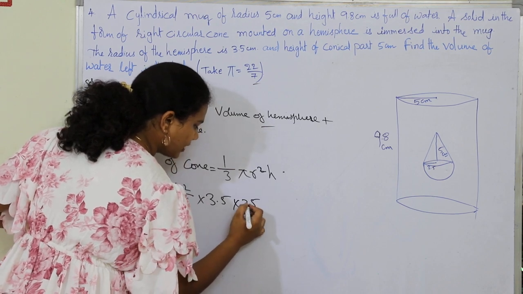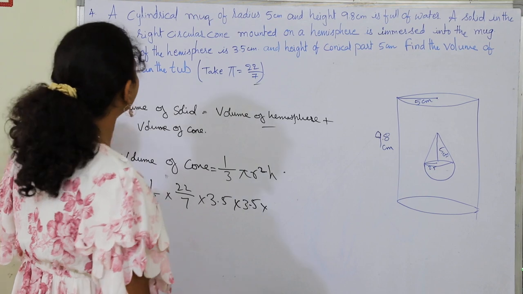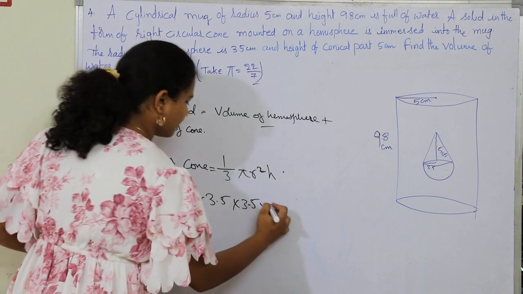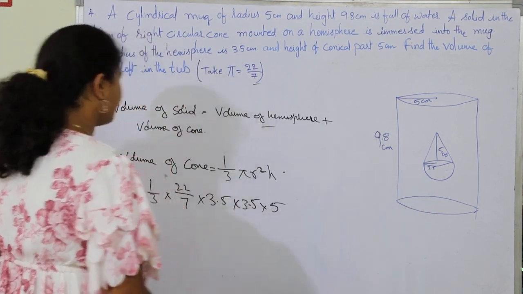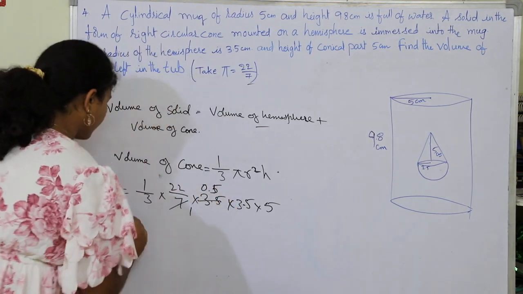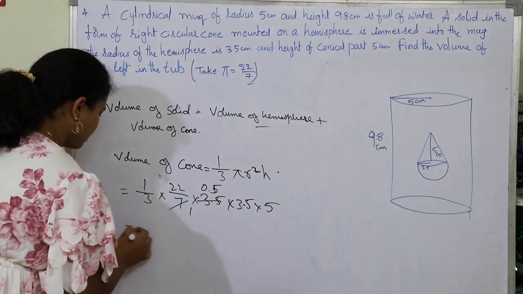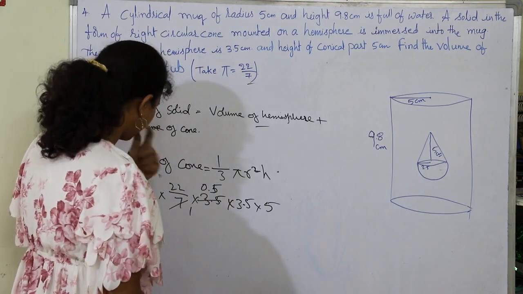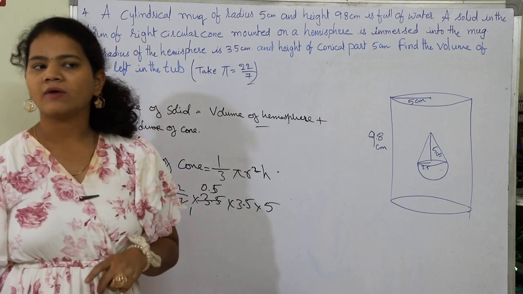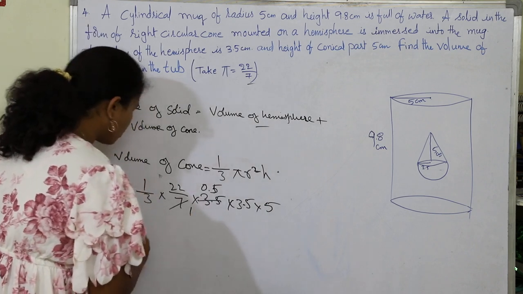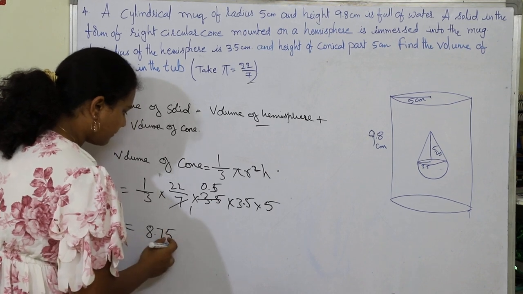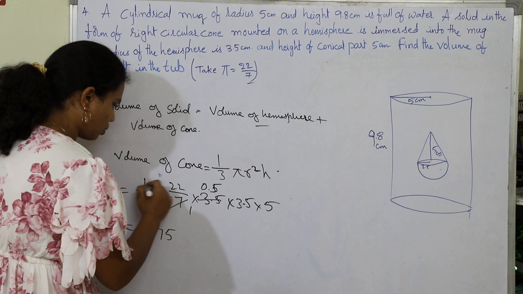Now into height. The height of the conical part is 5 centimeters. So let me write down 5 over here. Now 7 times 1 is 7, 0.5, right? So this becomes 0.5. If I take 5 into 3.5, 15 plus 25, 1.75, right? So 1.75 into 5 gives 8.75. So 8.75 into 22.